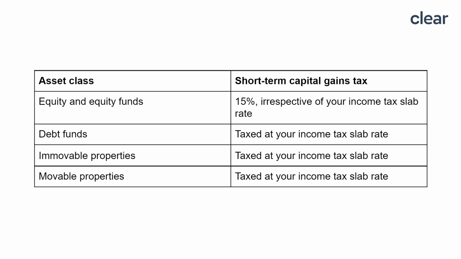The following table shows the short-term capital gains tax rates of asset classes. The short-term capital gains tax on equity shares and equity mutual funds is levied at 15% irrespective of your income tax slab rate. The short-term capital gains earned on your investment made in debt funds, movable and immovable properties are added to your overall income and taxed at your income tax slab rate.